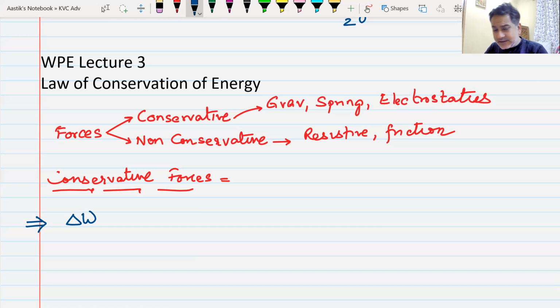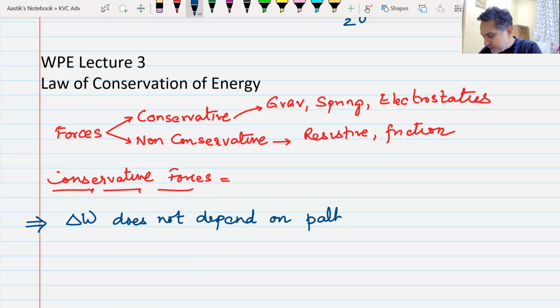Work done by or against a conservative force does not depend on path. It does not depend on the path from where to where you are moving. It only depends on from where to where you have shifted the body, not on how you have shifted the body. Do we understand this? Yes, sir. That is the first thing that you must remember about conservative forces.